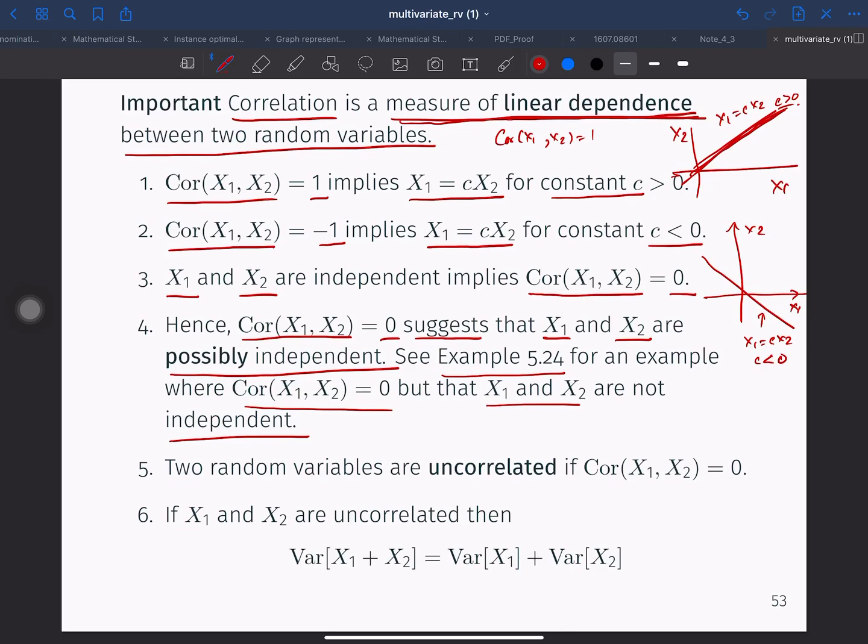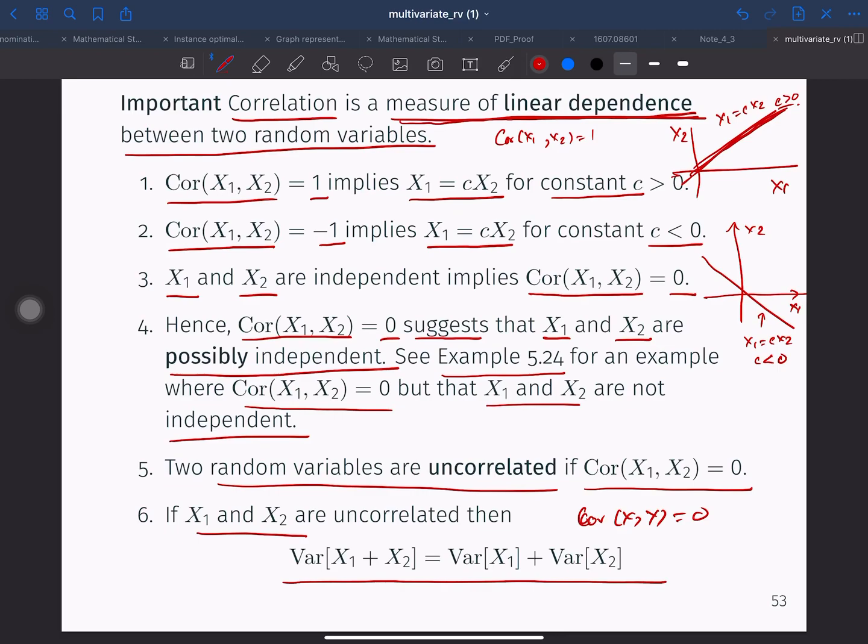So we said two random variables are uncorrelated if the correlation is 0, and if they are uncorrelated, then the covariance of x and y is also going to be 0, and that indicates that the variance of the sum is the sum of their variances. So if two random variables are uncorrelated, then the variance of the sum is the sum of the variances. And so this holds more generally than independence. You do not need independence in order for the variance of the sum to be the sum of the variances.